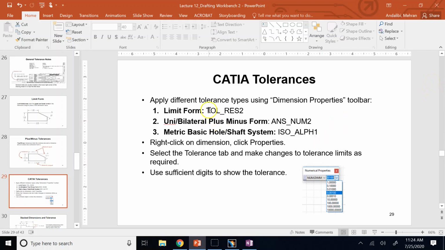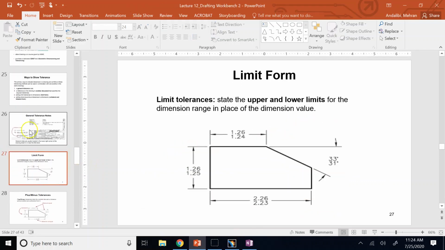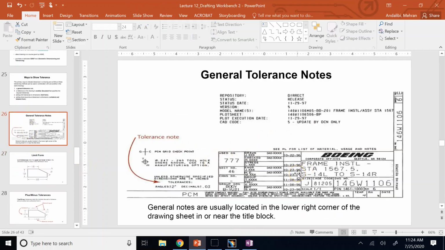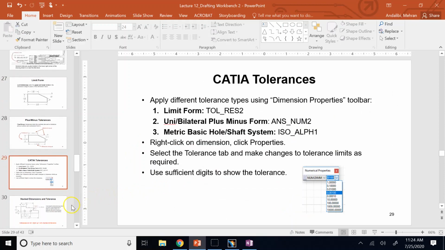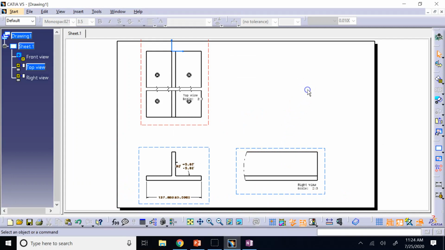So in CATIA, the limit form is called TOLRES2, and the plus and minus form is called ANSNUM2 for the ANSI standard. For ISO standard, we use ISOALPHA1. Okay. So first, let me show you how to do this in CATIA, and then how to add a general note to the frame and title block, and then we talk about further topics on tolerances. So this is what we have.